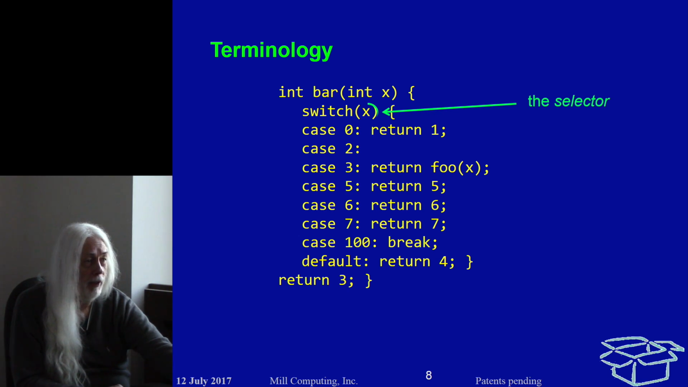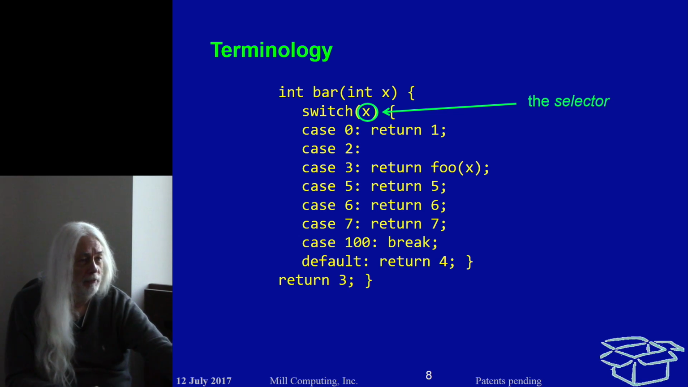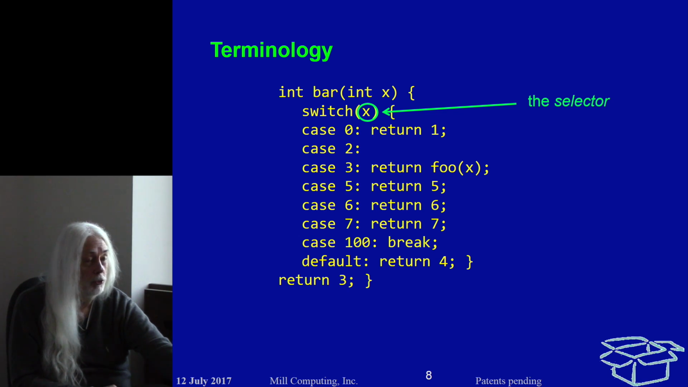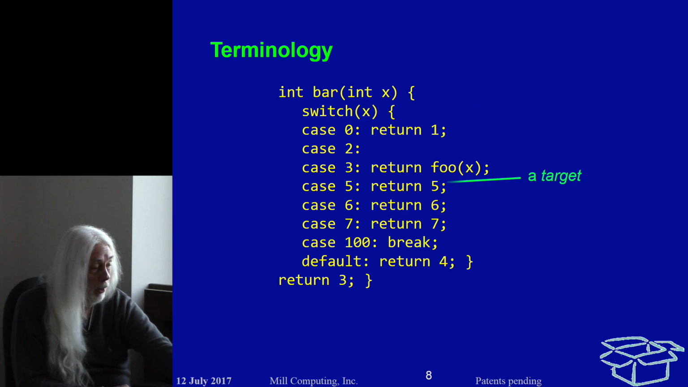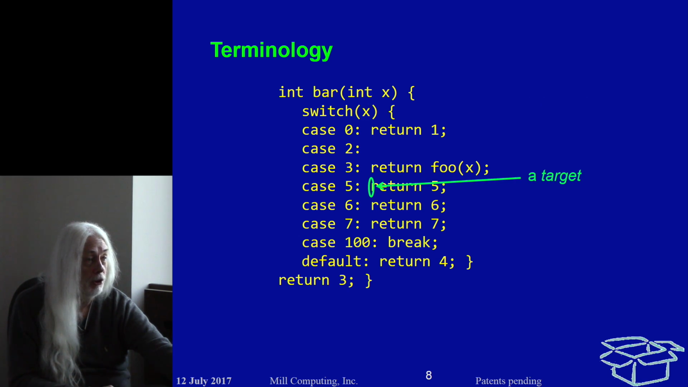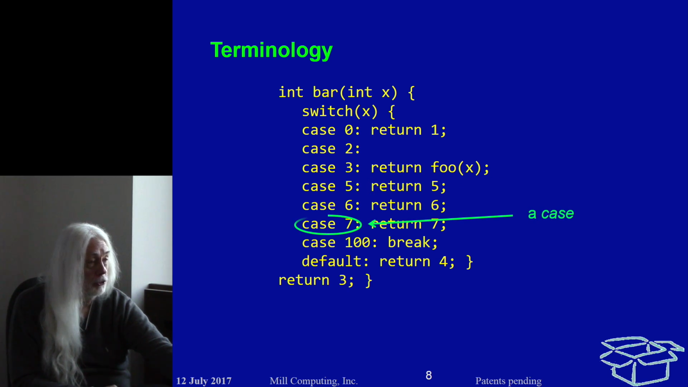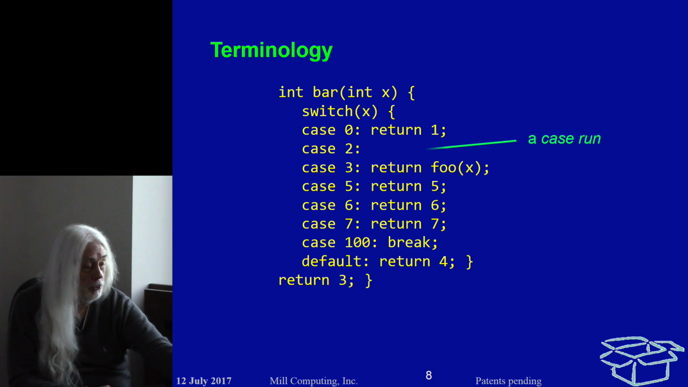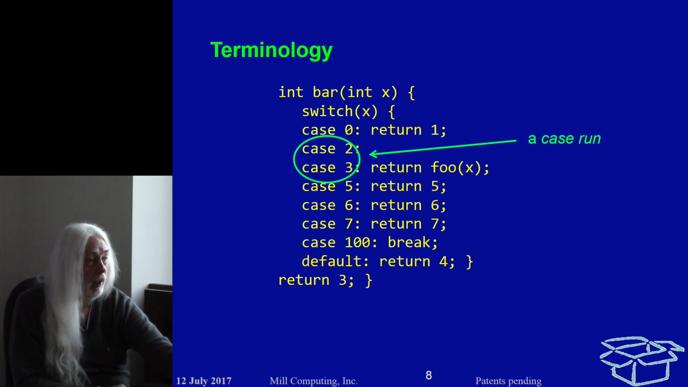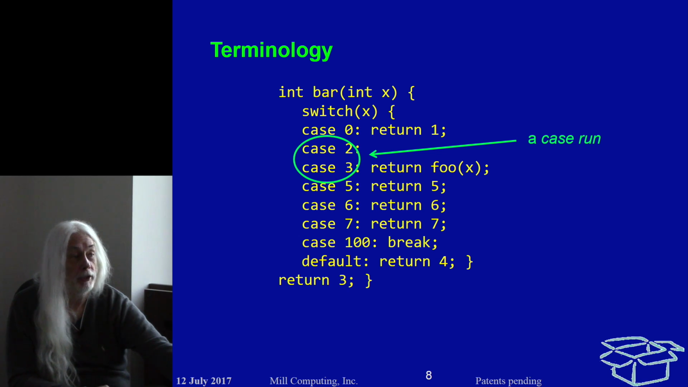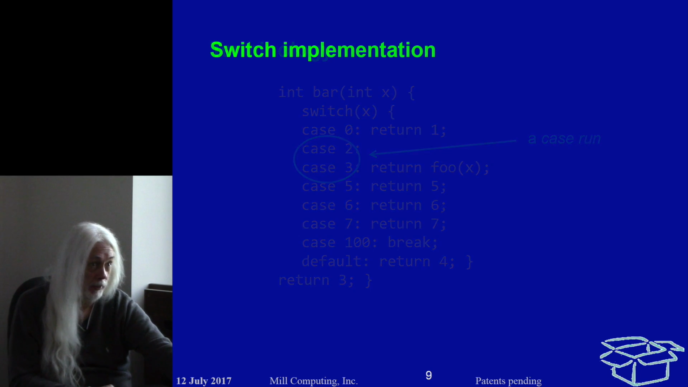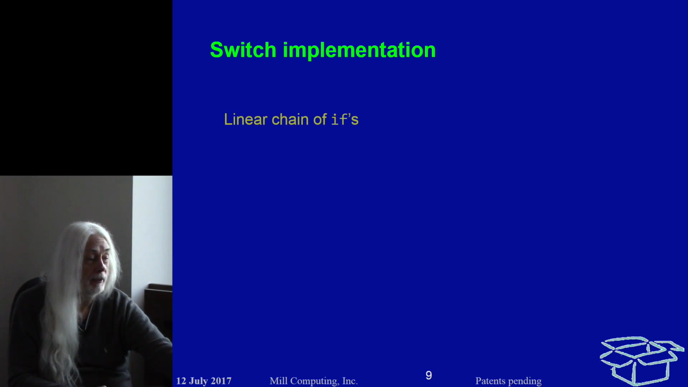And I need to define the terminology that I'll be using. The value you use to decide where you're going to go is called the selector. Where you do go, the various code addresses, are called the targets. The value that determines which target you're going to go to is the case. And when you have a contiguous sequence of cases, all of which go to the same target, that's called a case run. If you're not a compiler person, the terms may be unfamiliar, so I'm defining them.